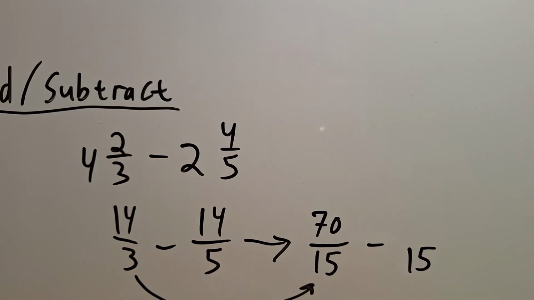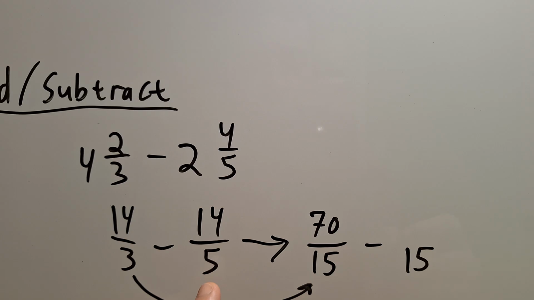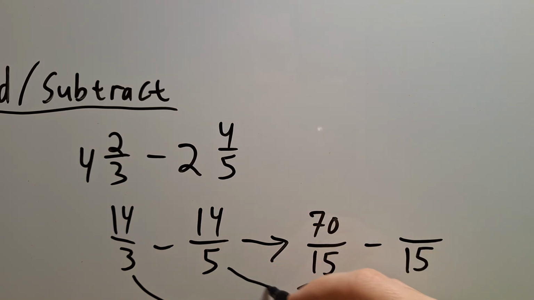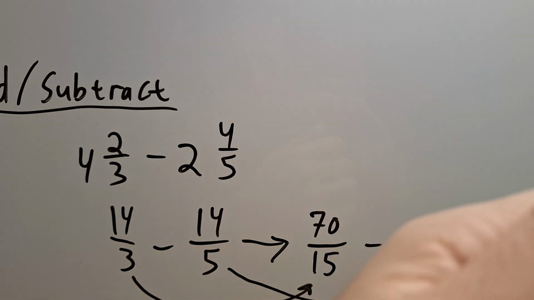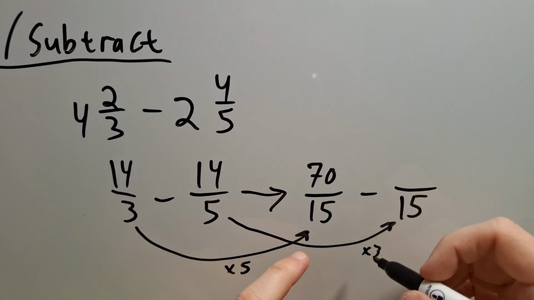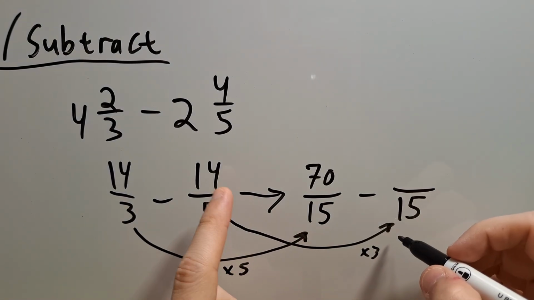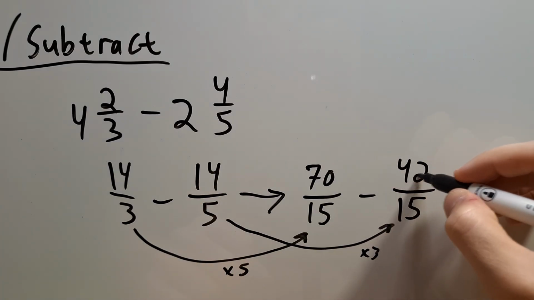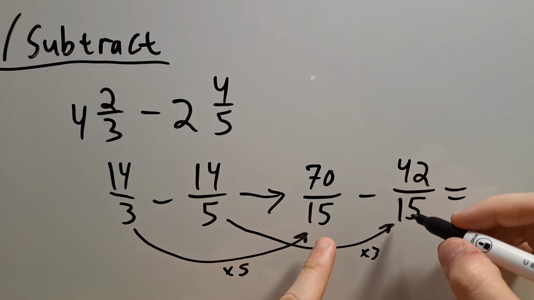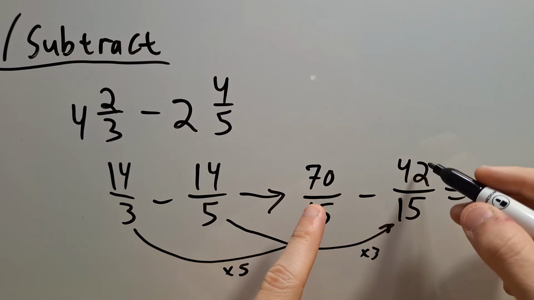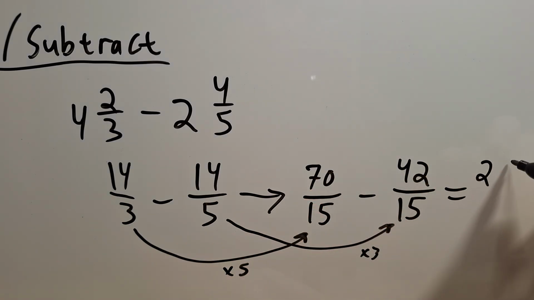And then to get to a denominator of 15 from 5, we're going to multiply by 3. So 5 times 3 is 15. 14 times 3 is 42. Same denominators. Now we subtract the numerators. 70 minus 42 is 28.